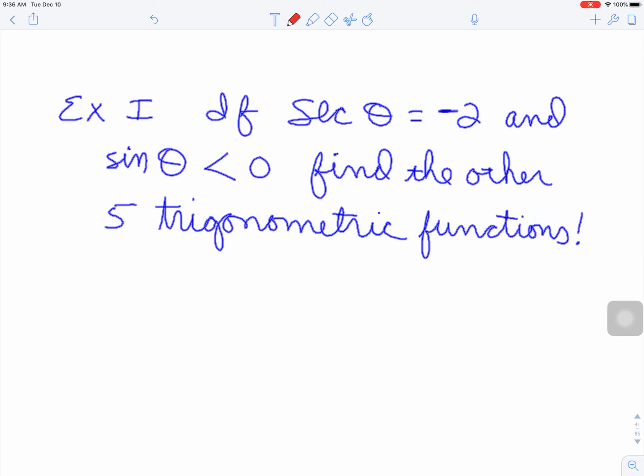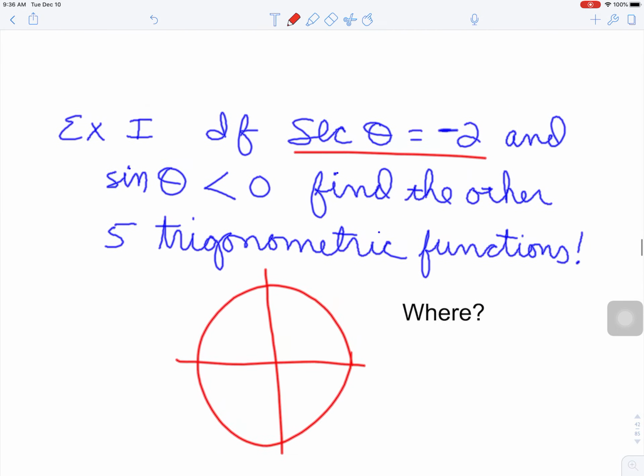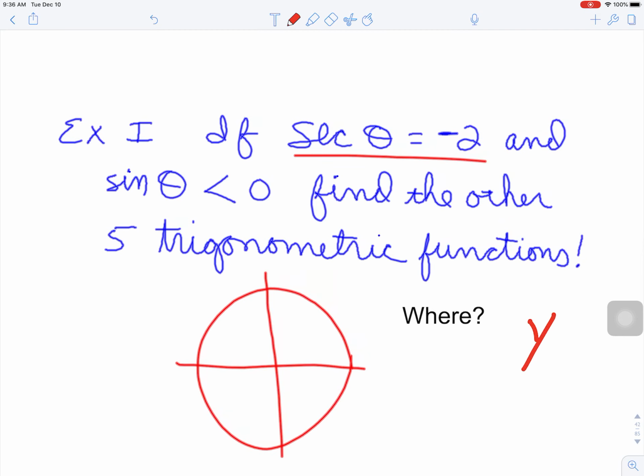If the secant of theta is equal to -2 and the sine of theta is less than 0, find the other 5 trigonometric functions. Well, here's a key thing here. Sine now can be negative, and the reason that I can get negative answers is because now I'm dealing with y value over the radius, that's the definition of the sine, and the y values are negative somewhere down here. So that means that this angle theta has to be somewhere either in the third or the fourth quadrant.